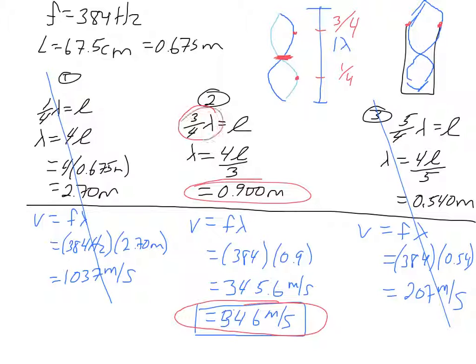So we were at 3/4 of a wavelength, which if you look up at the diagram that we did initially, that would mean that the tube is ending about here at 3/4 of a wavelength.